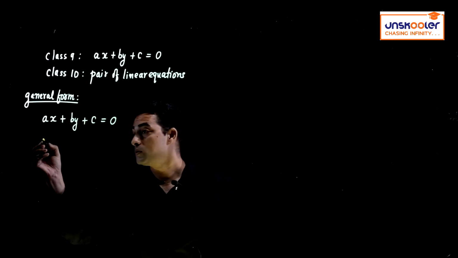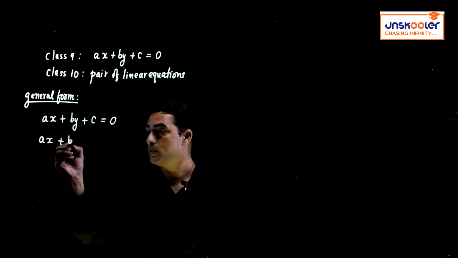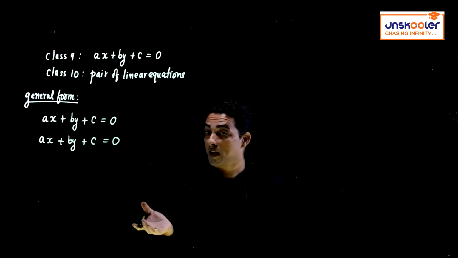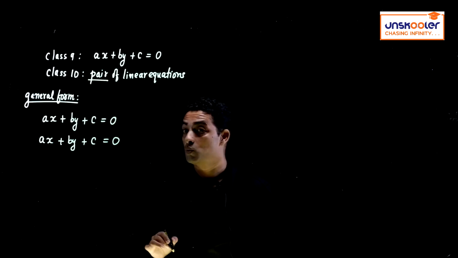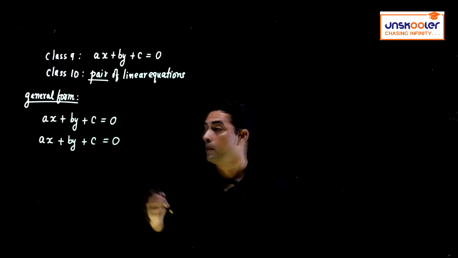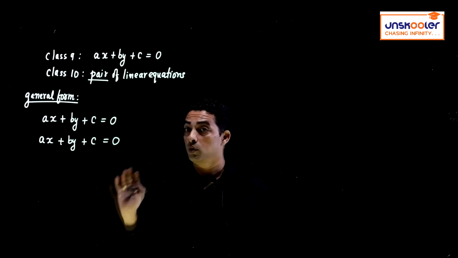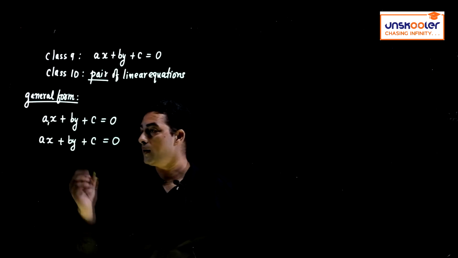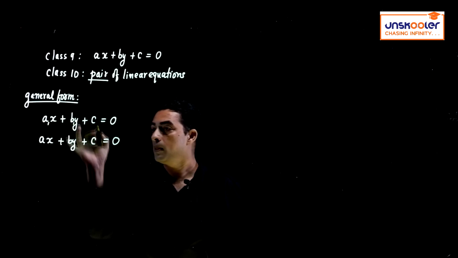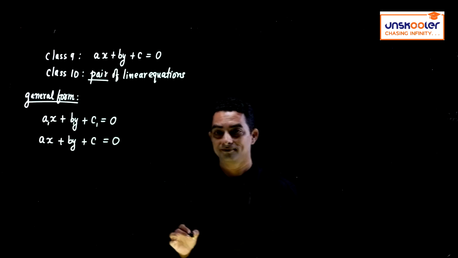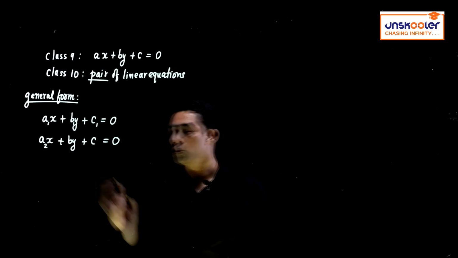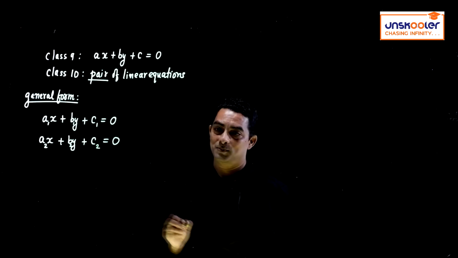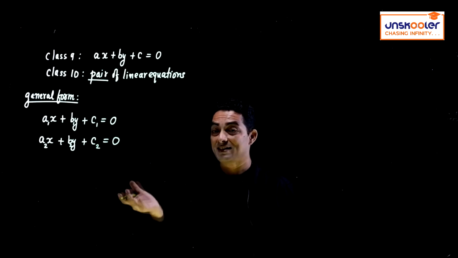I'm going to write it 2 times: ax plus by plus c is equal to 0. Why am I writing it 2 times? Because of this word pair. So it is 2. Now both of them look similar, so how will I differentiate them? This becomes a1, this becomes b1, and this becomes c1. This becomes a2, this becomes b2, and this becomes c2. See, it is that simple.